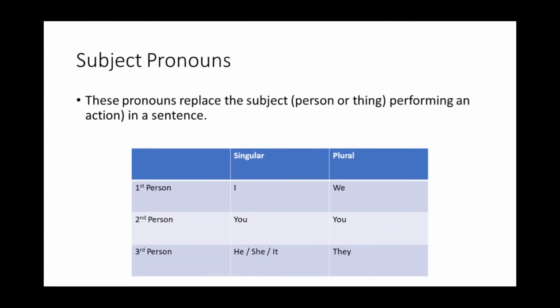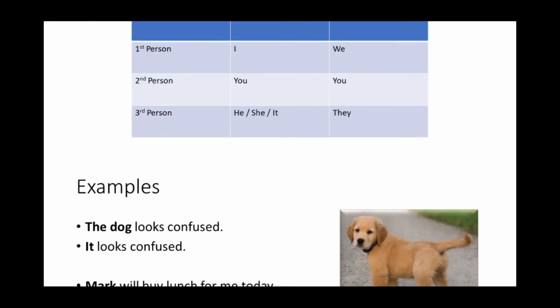Let's look at subject pronouns. These pronouns replace a subject, the person or thing performing an action in a sentence. The subject pronoun for the first person singular is I, for the second person singular is you, and for the third person singular is he, she, or it. The subject pronoun for the first person plural is we, for the second person plural is you, and for the third person plural is they.